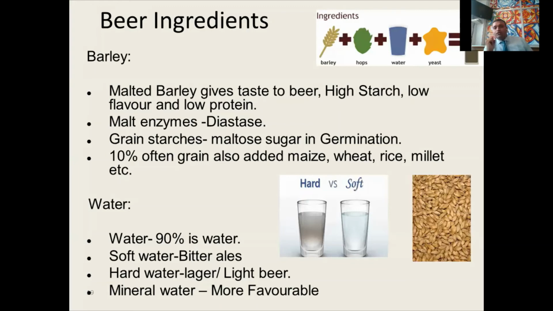How do we go with hard water? Hard water already has a lot of minerals inside. It has calcium, magnesium, and a lot of impurities. It already has some kind of color, some kind of flavor, some kind of taste. So we cannot do much with that. That is the reason only very light beers can be made with hard water.